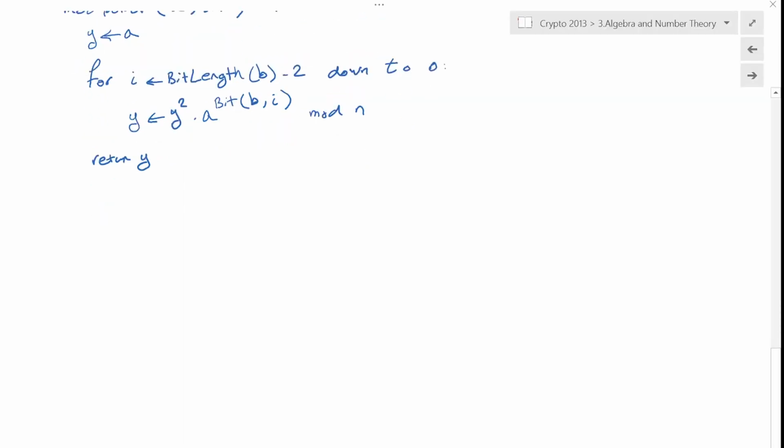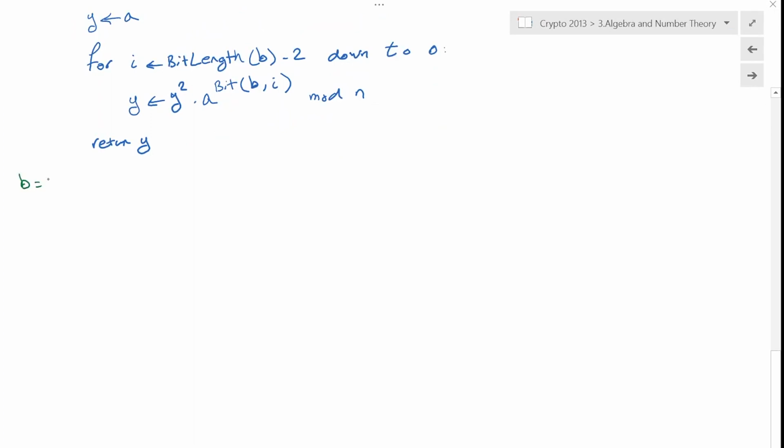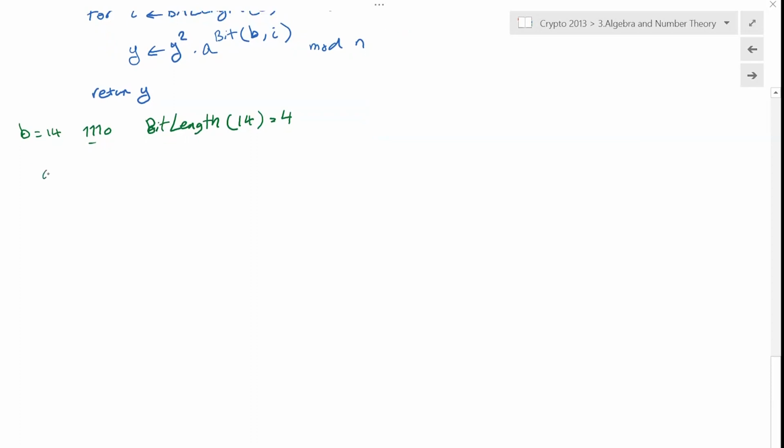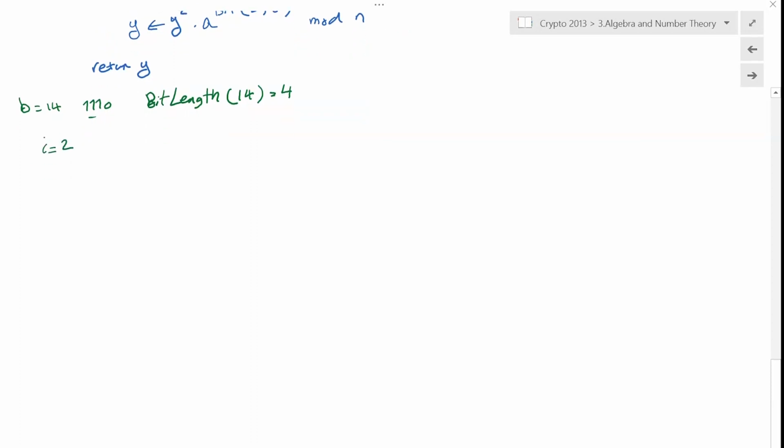So suppose, when b was 14, it was an interesting example. So suppose b is 14, right? The binary representation of 14 is 1, 1, 1, 0, right? So the bit length of 14 is basically 4, right? So what it says is 0, 1, 2, 3, right? So start from over here. So in the beginning, i equals 2. And in the very beginning, y equals a.